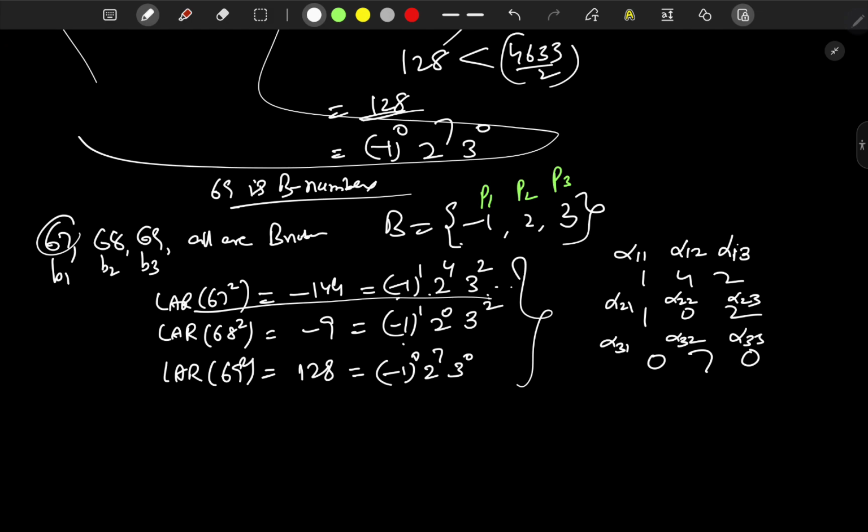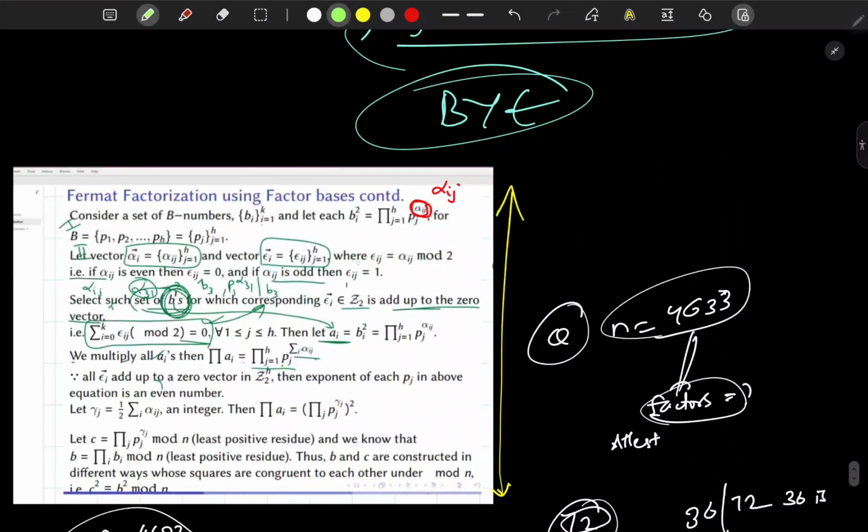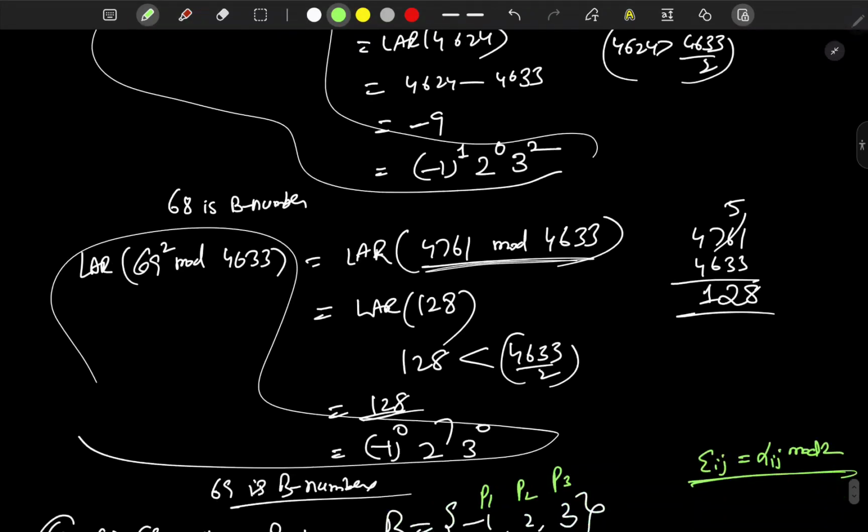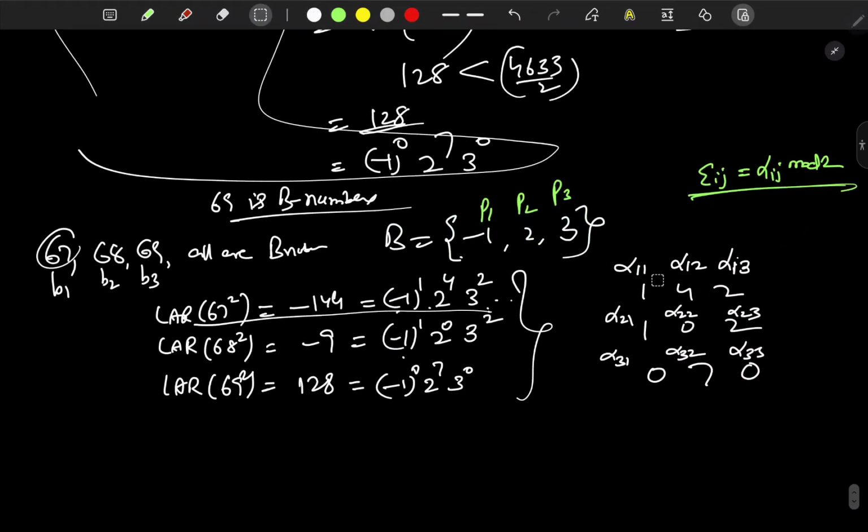Okay, after writing these values, I have told that we will compute the epsilon values. Epsilon ij is nothing but alpha ij mod 2. That's what I told. Now what is the second step? After finding the alpha ij's, we calculate the epsilon ij. So like that, write the set. What will happen?